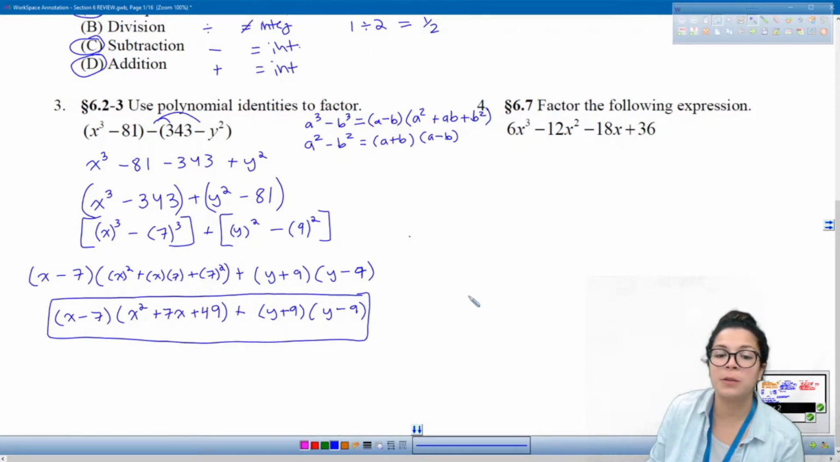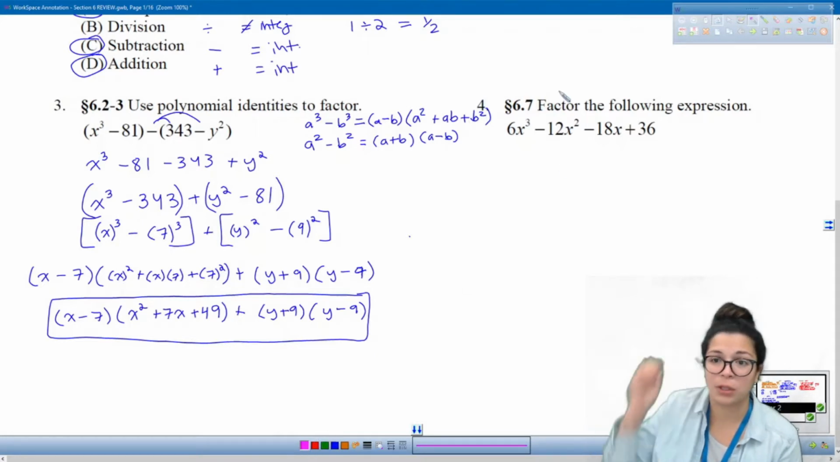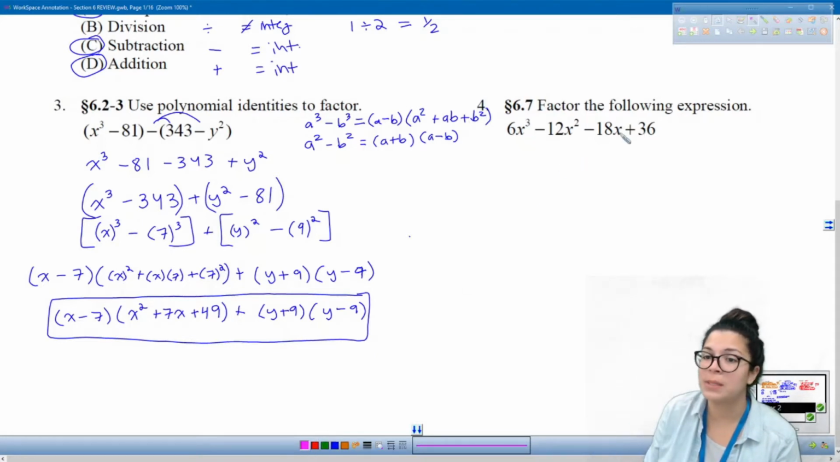All right, let's move on to number 4. So on number 4, I need to factor the expression. Now I see that I have 4 terms, and in all these 4 terms, I could factor out a 6. So that's what you should always do, is factor out the GCF first. If I factor out 6, remember factoring out is division.